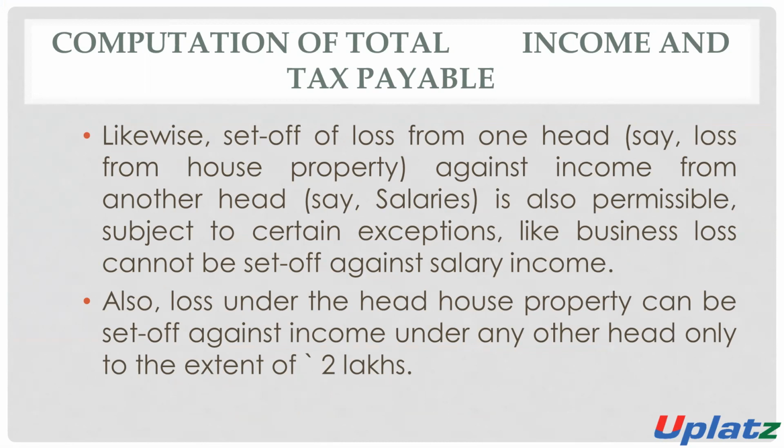So if there is any loss under the head of house property, then we can set it off against any head of income, but maximum 2 lakh rupees of house property loss can be set off. So this is to be known as inter-head set off of losses. Inter-head means set off the losses from one head to another head. Means the loss of the business can be set off against the house property income or another income, but the business loss cannot be adjusted with the salary income.